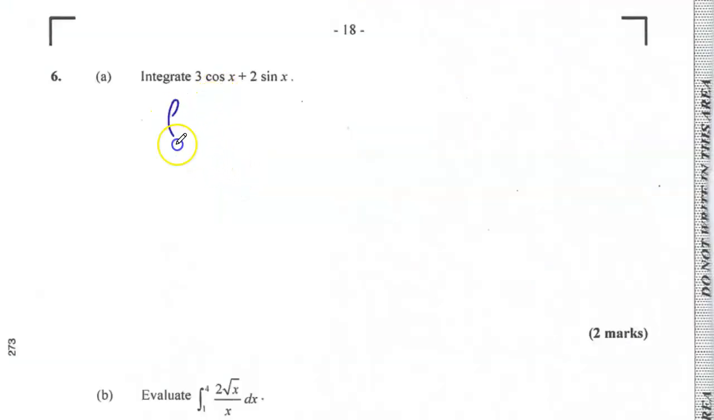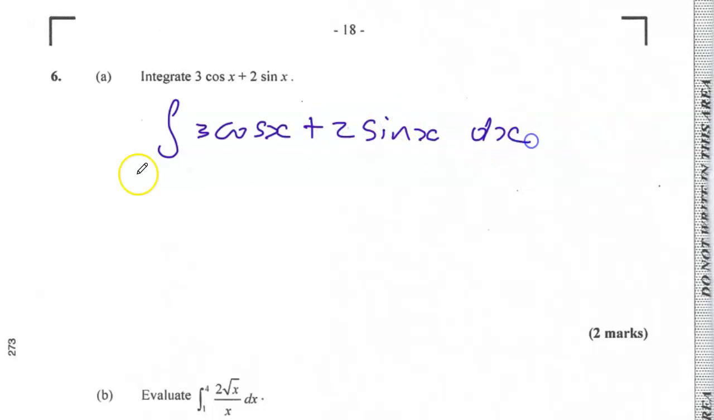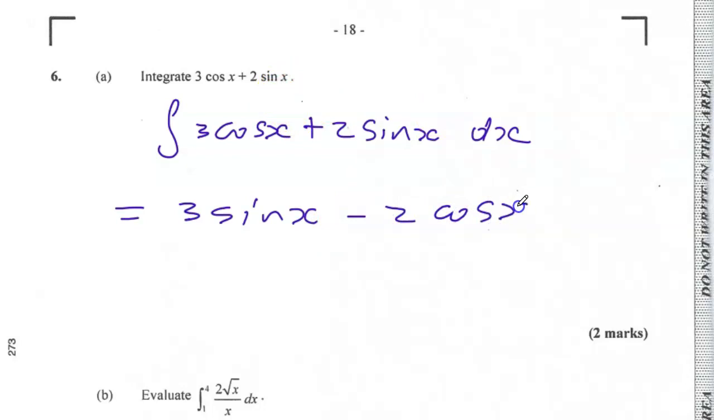Question 6, we're asked to integrate 3 cos x plus 2 sin x, and we assume it's with respect to x. So integrate 3 cos x, we get 3 sin x. Integrate 2 sin x, we get minus 2 cos x plus our constant.